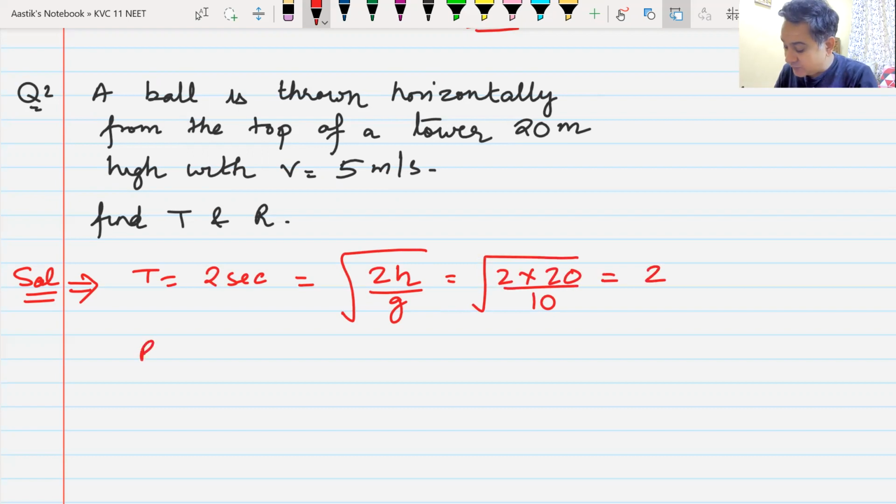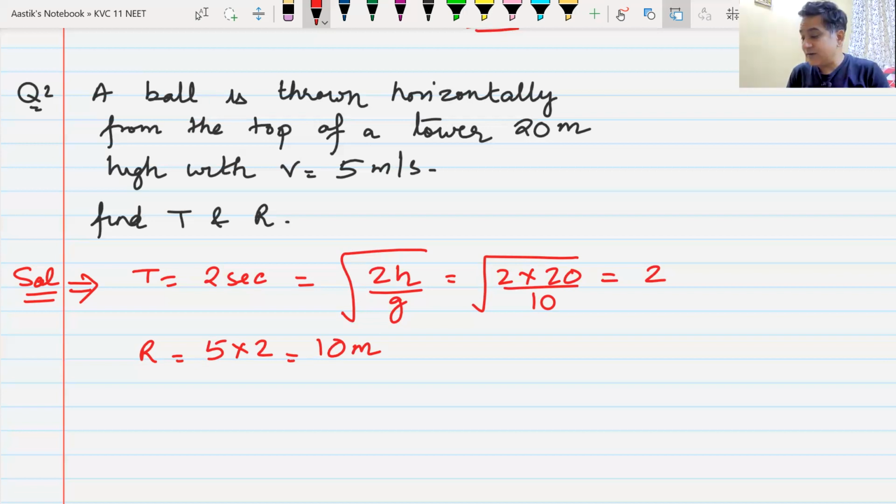What about the range, or where it strikes the ground? 10, sir. It is u, 5 multiplied by 2, 10. Remember, this same question may just come in your exam and you have to do it fast, because you have already done it in the class. Remember, the exam is not cleared in the examination hall. It is cleared right now, right here.